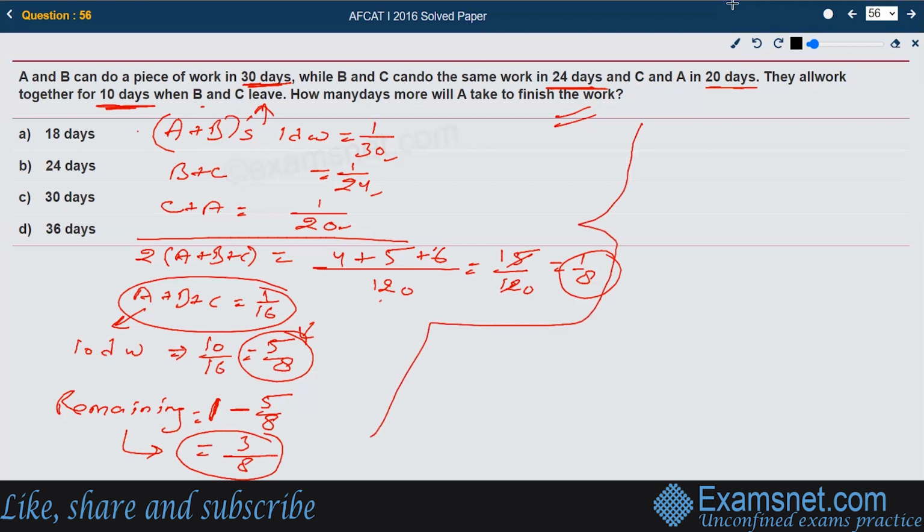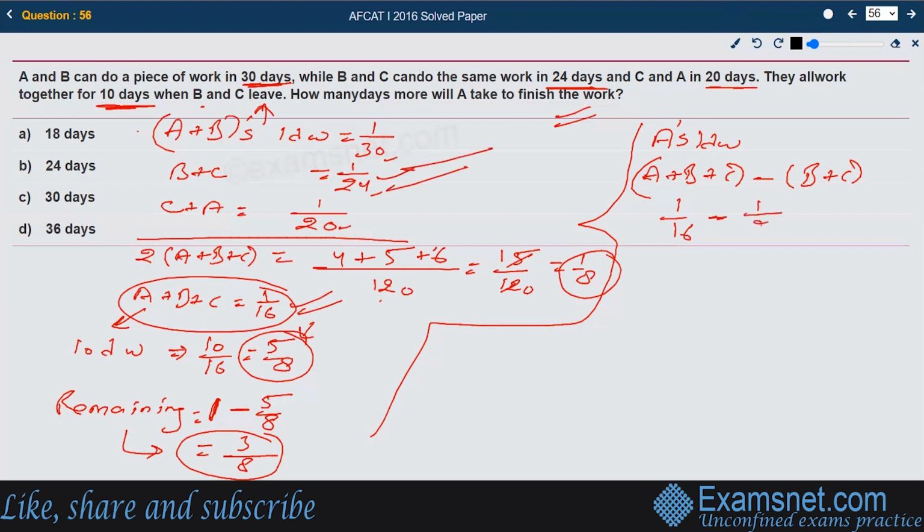Now, what is the value of A? What is the 1 day work of A? To find out the 1 day work of A, we can do A plus B plus C's 1 day work minus B plus C's 1 day work. If we are able to do this, then we can find out A's 1 day work. A plus B plus C combined 1 day work was 1 by 16, minus B plus C combined 1 day work, which was 1 by 24 as given here. So 1 upon 16 minus 1 upon 24. This is what I am supposed to perform.